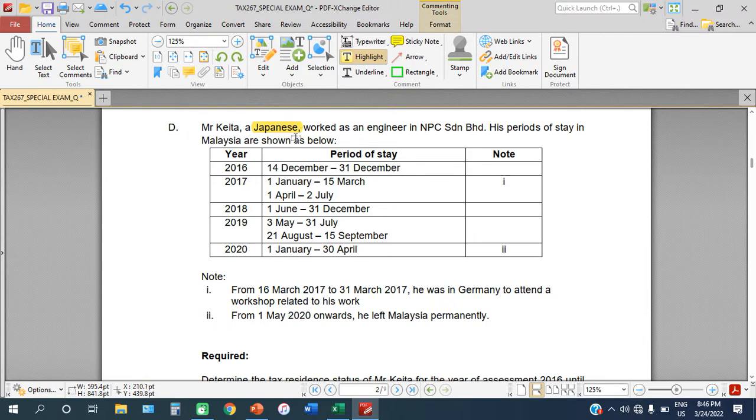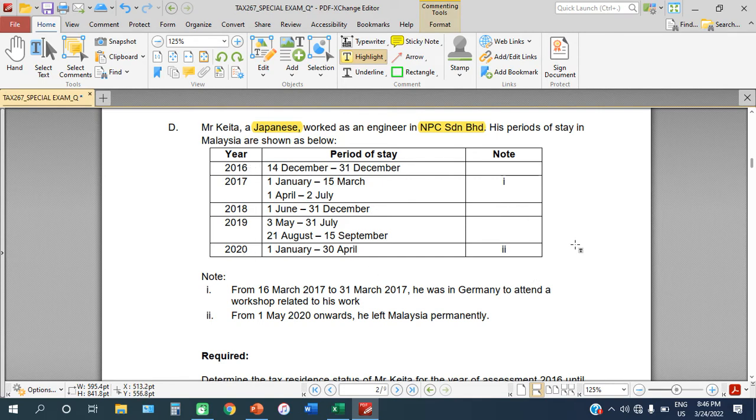Okay, next. I want to know whether he is working in Malaysia or not. So he worked as an engineer. The company is in Malaysia. Look at here, NPC Sendirian Berhad. Okay, next. His period of stay in Malaysia is shown as below. And then you are given years starting from 2016 until 2020, isn't it?